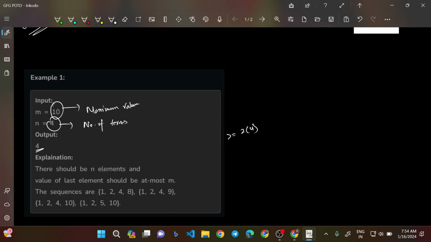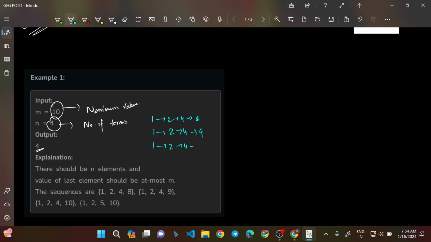Now coming to other possibilities as well. What did we list out? 1, 2, 4, 8. Now what is the other possibility? 1, 2, and after 4, we can even have 9, because 9 is greater than or equal to 2 times 4. So we can even have that.